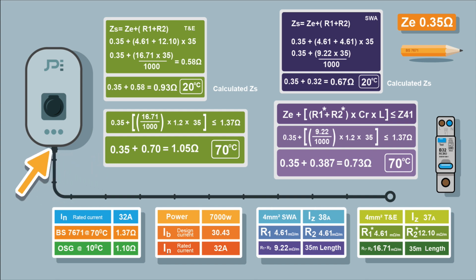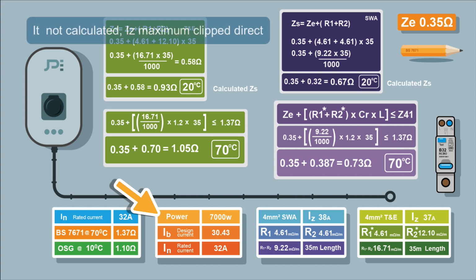And so this is the circuit. We've got an EV charger, 7,000 watts. The design current IB is 30.43 amps. The rated current IN is 32 amp RCBO. This is not a cable calculation. We haven't done the correction factors on the cable and such.